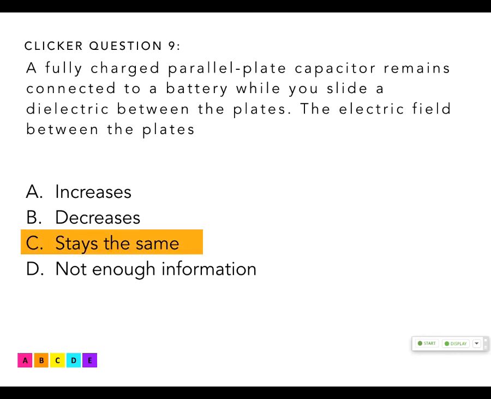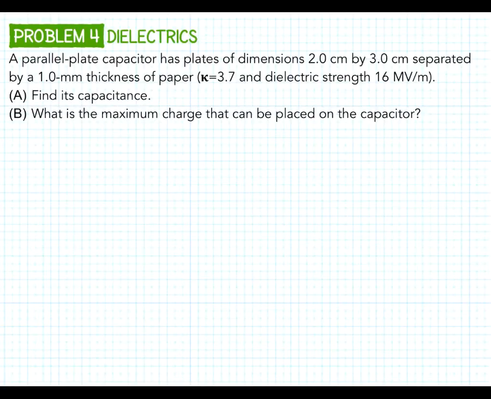So the electric field stays the same. When does electric field go down? When it's not plugged into a battery, when it's not connected to a battery. That was the condition we were dealing with before. If you're plugged into a battery, electric field stays the same. The important thing is being able to reason through which things stay fixed and which things change. This one was a hard question.